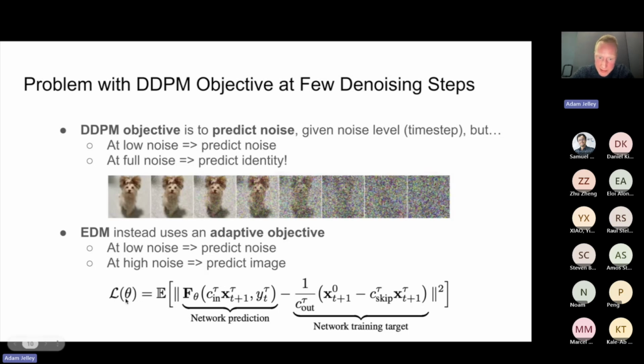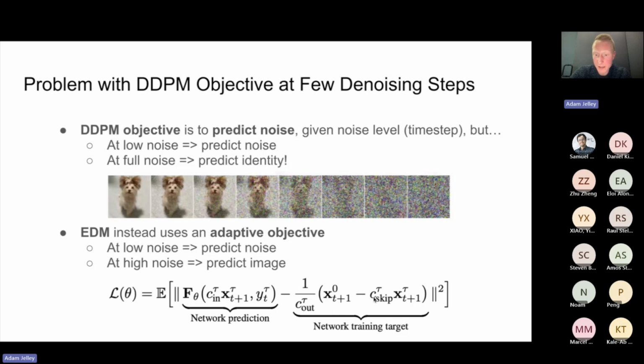The way that this is implemented is with various wrapping functions that we can see here, C in, C out. I won't go into too much detail on those, but the main one of interest here is C skip, and that depends on the noise level being considered. It's basically such that if the noise level is very low, then C skip is 1, which means that the objective of the network is to try and predict the difference between the clean image and the noised image, effectively the noise, as we had before with DDPM.